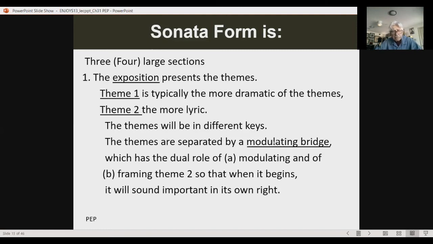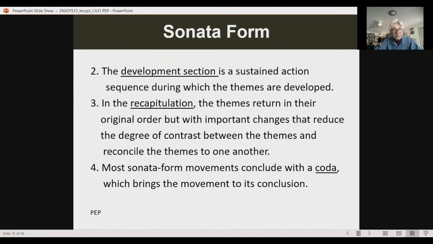And so they're separated by this modulating bridge, right? So what does this modulating bridge do? Well, it has a dual role. For one, it modulates, and then it frames theme 2 so that when it begins, it sounds important in its own right. It's not something else. It's like we have theme 1, modulation, new frame, theme 2.